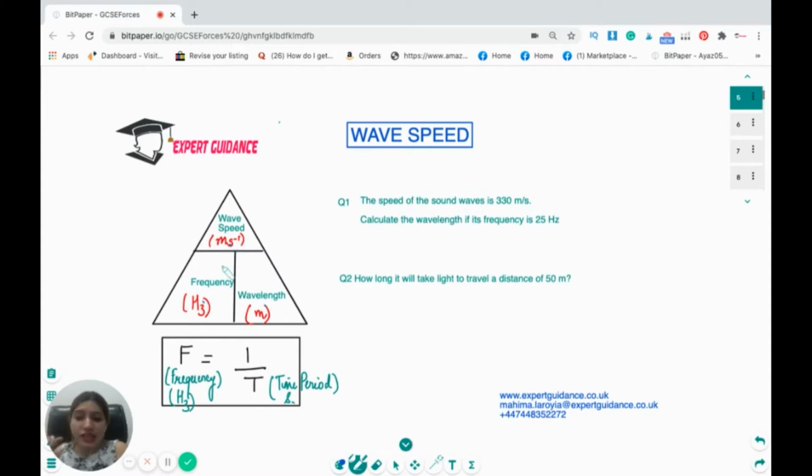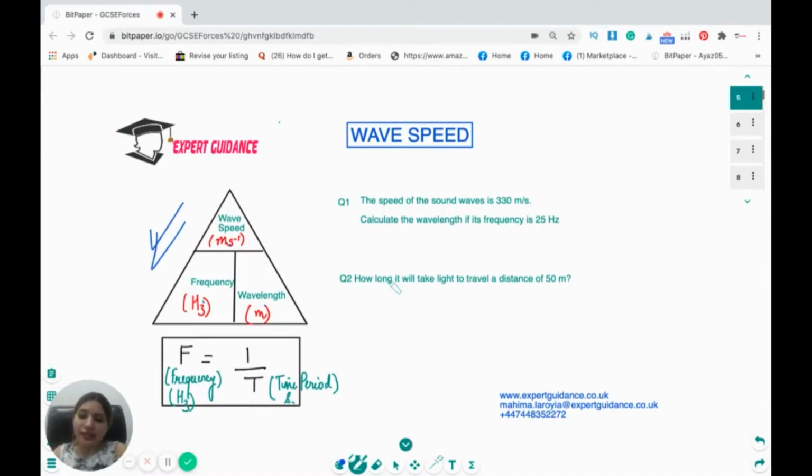And in case they don't give you the frequency and give you the time period, then you can do 1 over the time period to work out the frequency, and then you can put it in the wave formula that wave speed is frequency times wavelength. Now be careful with the units. The frequency has to be in hertz, time has to be in seconds, wavelength has to be in meters. Okay, this is a very important formula. Make sure you know how to use it.